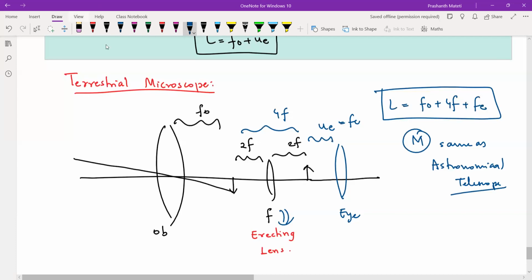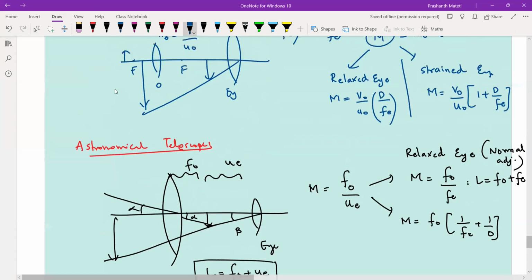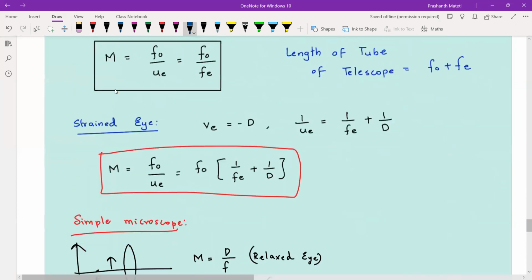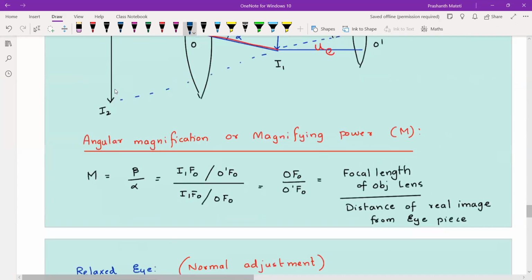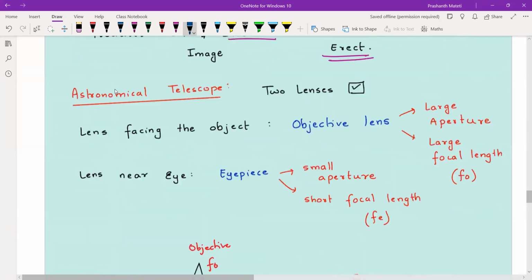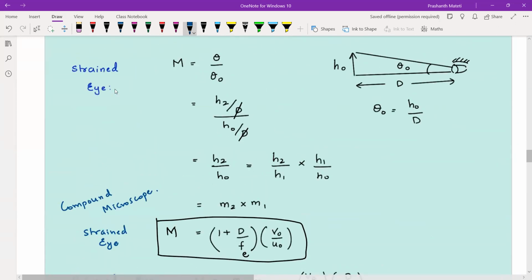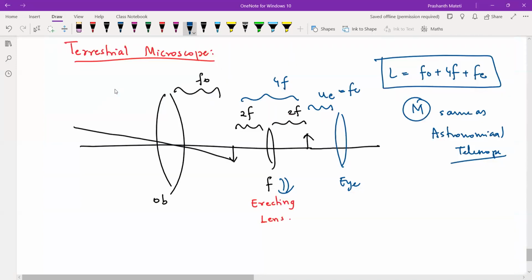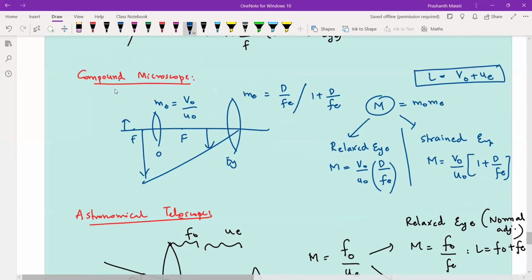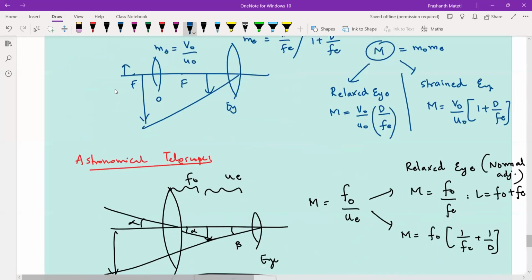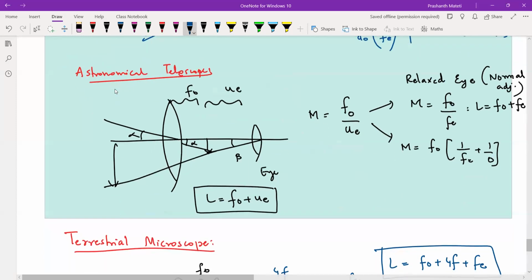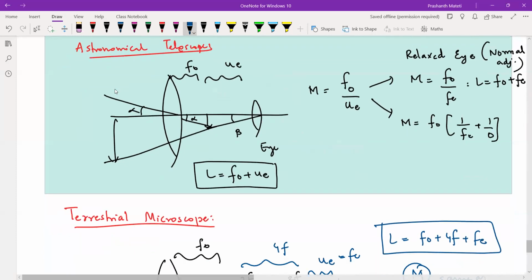Understood? Okay. Yes, sir. So this is it, the topic: optical instruments. Total 4 instruments, 2 microscopes and 2 telescopes, and their respective magnification formulas.